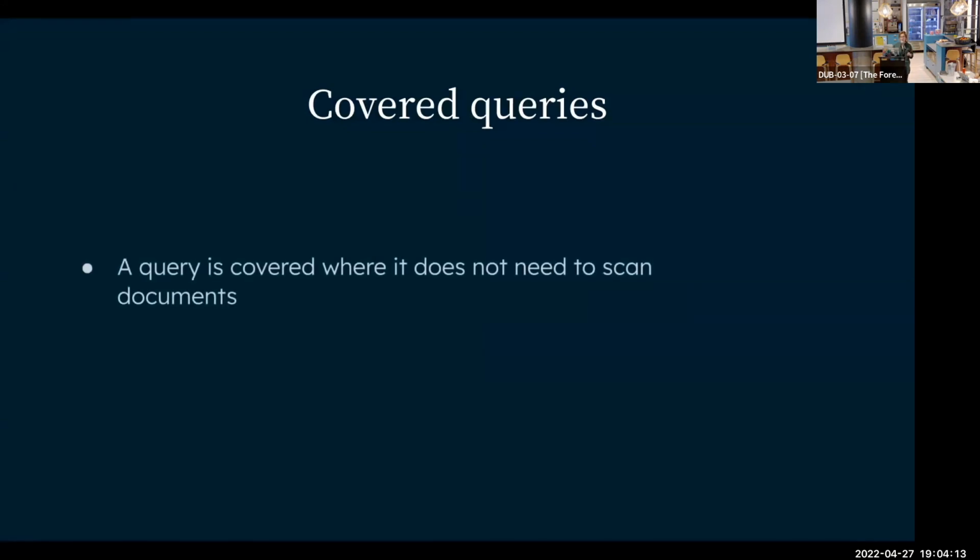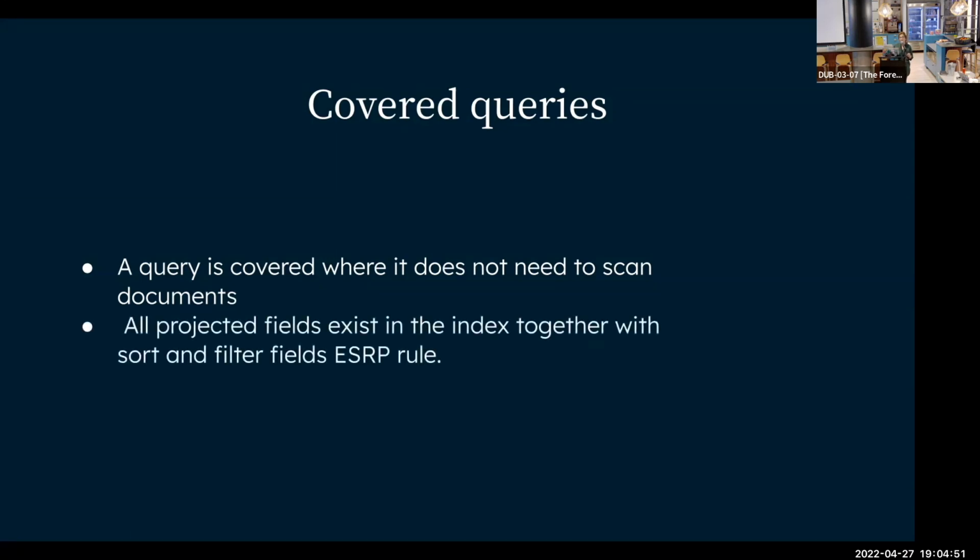We can cover queries by ensuring that all the fields that are returned in a query exist in an index. So a query that is covered is not just one that's supported by an index, but one that takes all the fields returned in the documents from the index. Covered queries don't actually access any documents at all. You can think of an index as being a subset of a document, which is readily available in the cache. So to make a query a covered query, all the projected fields should exist in the index together with the sort and order fields.